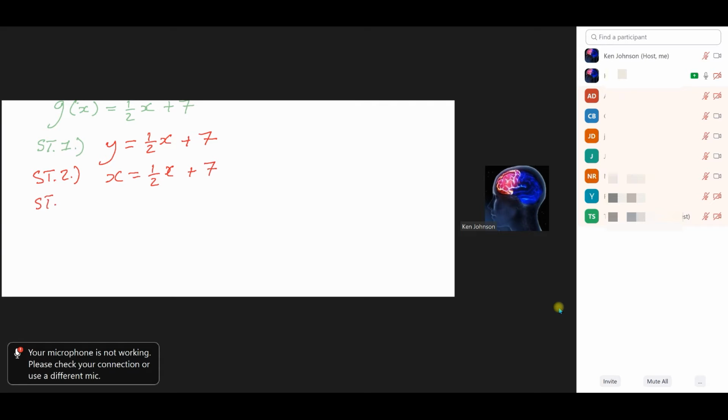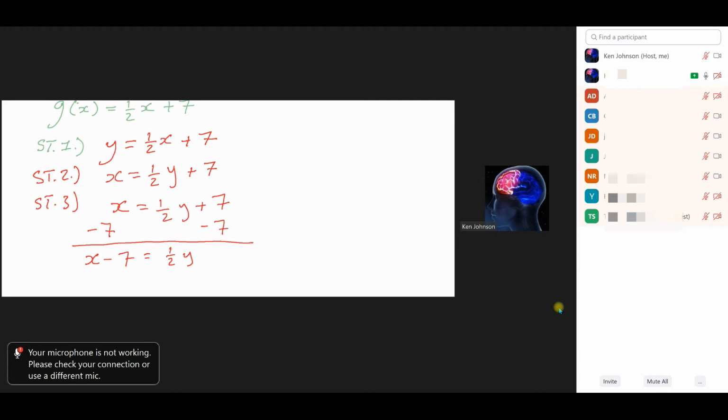Step 3, oh, I have a little mistake here. This should be y. Step 3, we're going to solve for y. So I'm just going to rewrite first so I have clear notes. I'm going to subtract 7 from both sides first. That will give me x minus 7 is equal to 1/2 y.